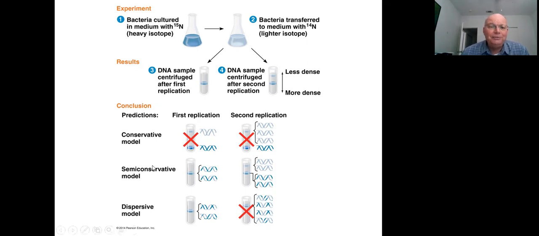Because what you get in the first round, after the first round of division, is this single band representing half heavy, half light. After the second round of division, you get a half heavy, half light band, plus a second band that represents light, light. It really is semi-conservative. And so in 1956, Messelson and Stahl published this paper indicating that Watson and Crick were correct, that DNA replication is semi-conservative in nature.